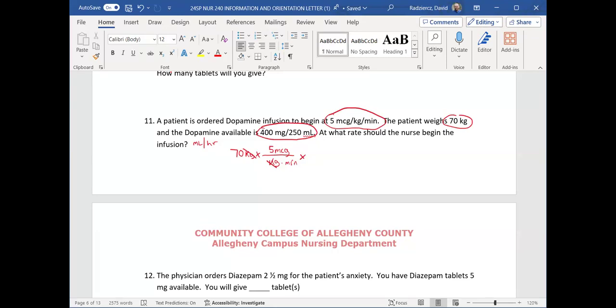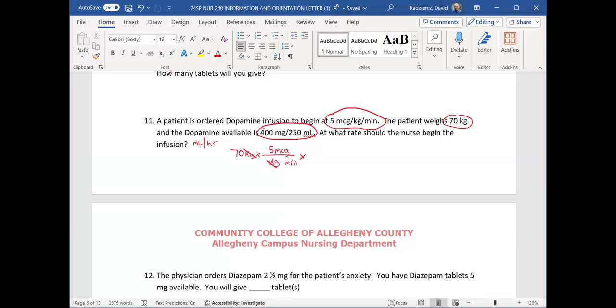And if you have no other method of doing this, I just want you to know there's more than one way to answer this question. Now we're at a point where the only units I have remaining are micrograms and minutes. The problem is, I need to have similar units to compare to. We already know we're looking for milliliters per hour.